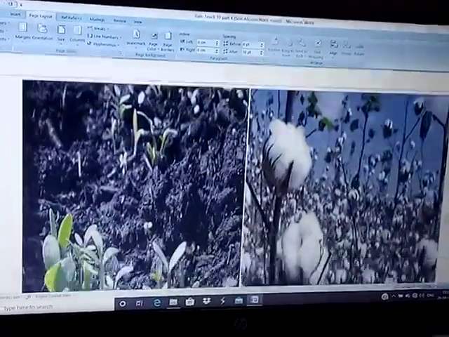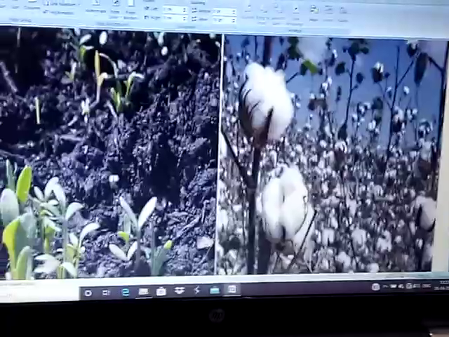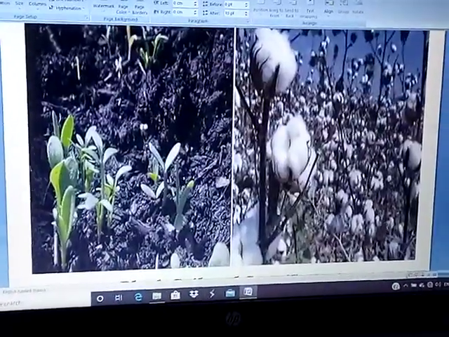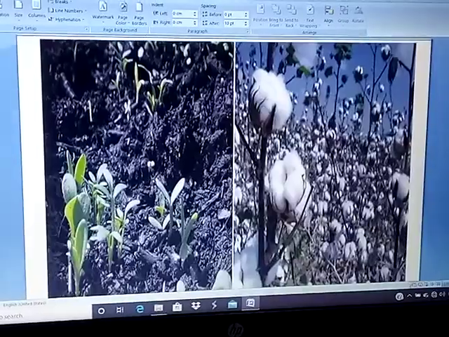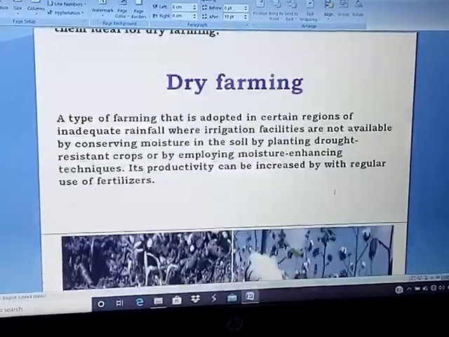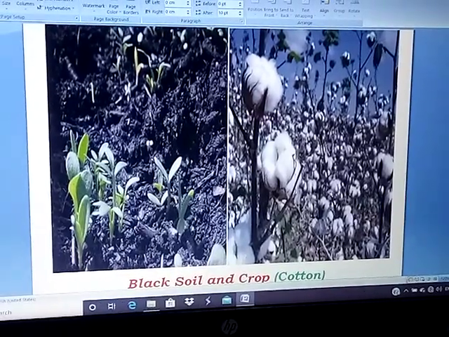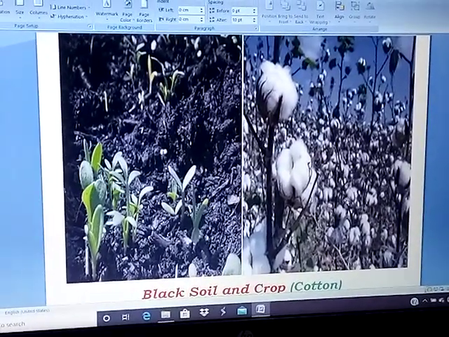You can see this is actually the black soil. This is the black soil, and we have a good amount of cotton that is growing. Black soil and crop cotton growing.